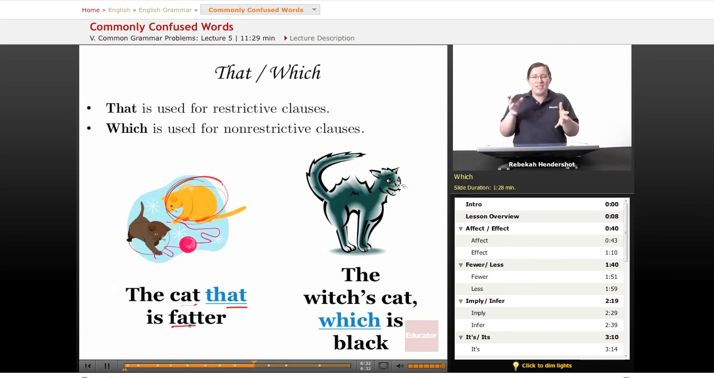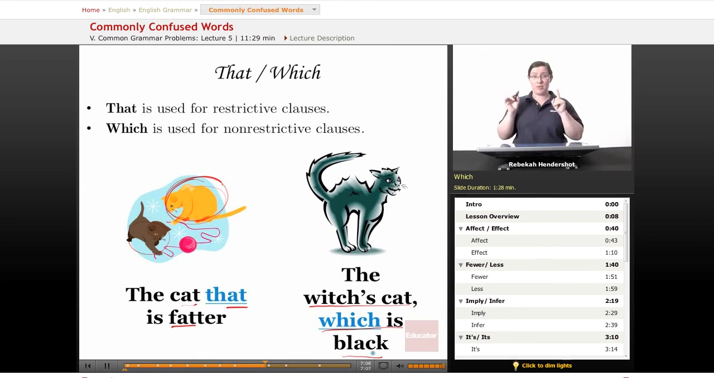Now, for which, think about witches. You've probably seen a billion cartoons where there's the nasty old witch with the warts on her nose and the big cauldron and the black cat. There's one cat. You ever notice that? They never have like a house full of cats. You never see a cartoon witch who's a crazy cat lady. You see one cat per witch. So, the witch's cat, which is black. The cat's always black in these cartoons, and there's only one cat. So we're just adding extra information about the cat. You don't narrow it down at all by saying it's black, because the witch only has one cat. The witch's cat, comma, which is black.